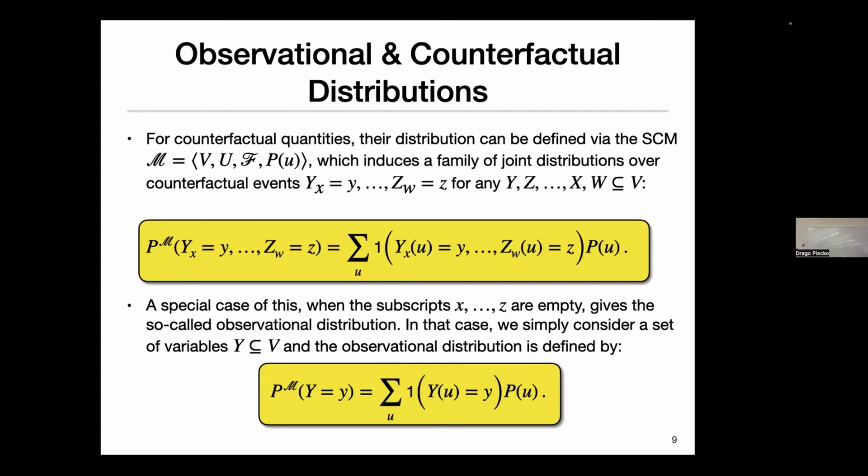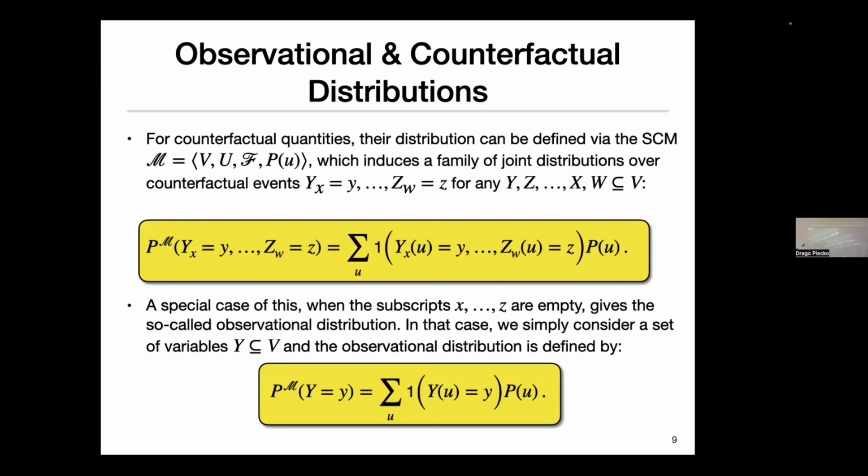What I want to say next is that, at the end of the day, we want to work with probabilities. We want to make statistical statements, data science statements. We need to connect notions of counterfactuals with statements on probabilities. I'm going to tell you in this slide how this is done formally. This is becoming technical, but it's more for completeness and for those who want to learn more going forward.